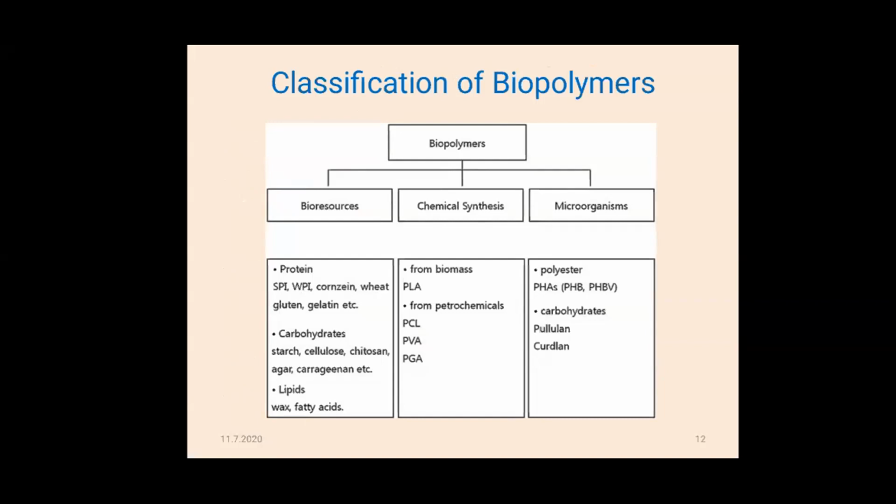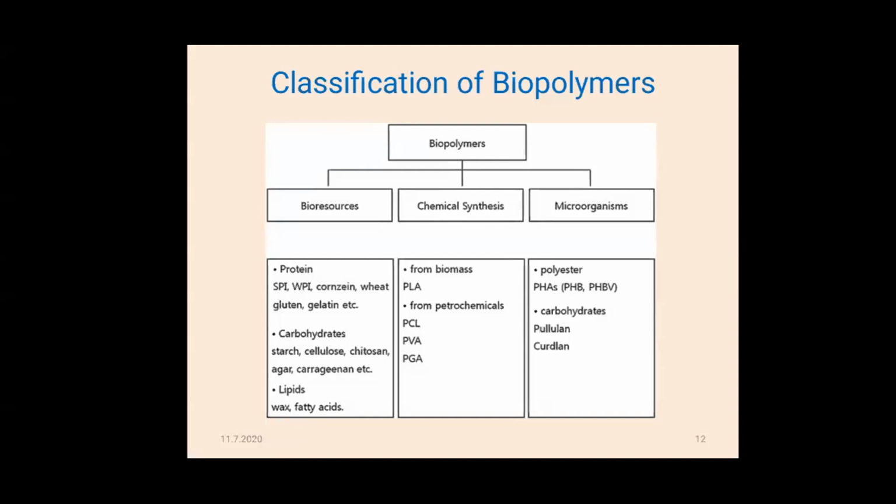Biopolymers can be derived from bioresources, chemical synthesis and microorganisms. Under bioresources, that is biological resources, we can get proteins, carbohydrates and lipids. Under proteins, we can get soy protein, whey protein, etc., and carbohydrates like starch, cellulose, chitosan, etc., and lipids like fatty acids.